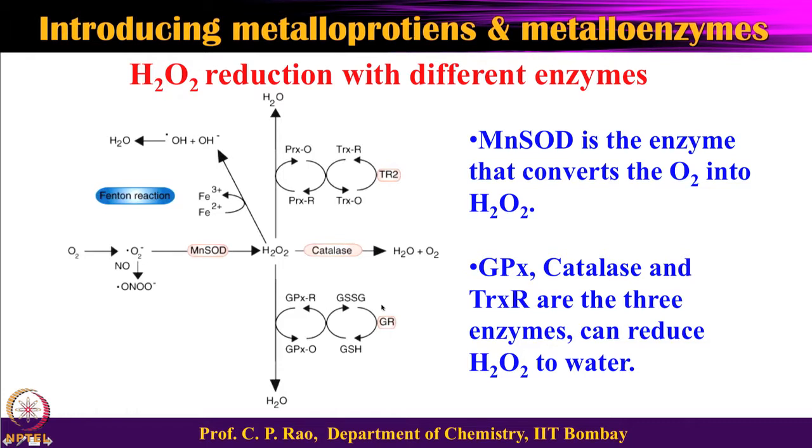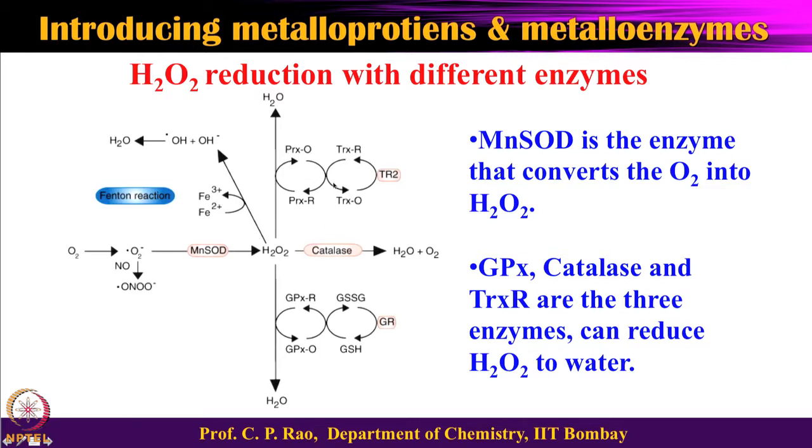One method is by catalase, the other is by glutathione peroxidase. Both of these are involved. SOD, the superoxide dismutase, is for the superoxide, and catalase is for the H2O2 disproportionation. Glutathione peroxidase also converts the H2O2 into water. Here thioredoxin reductase is also involved in such a removal.